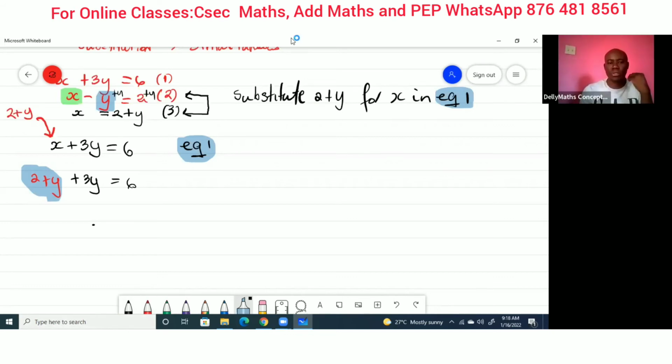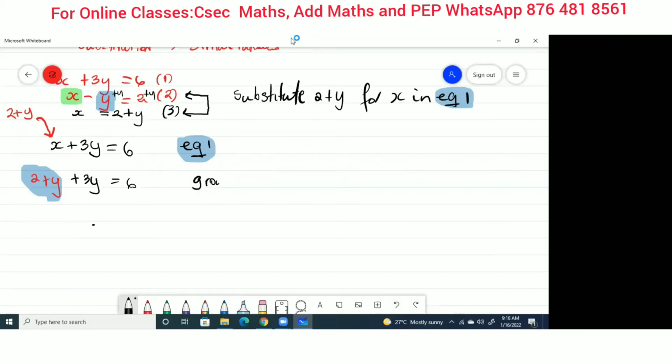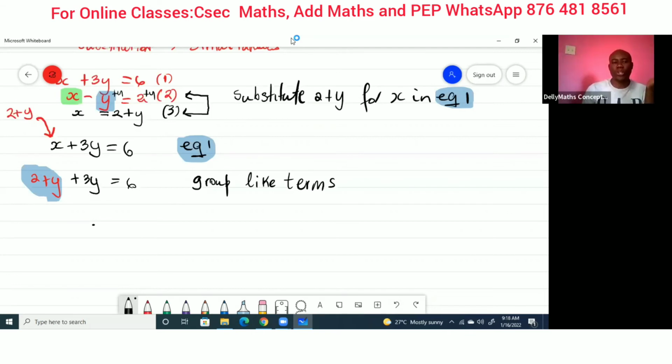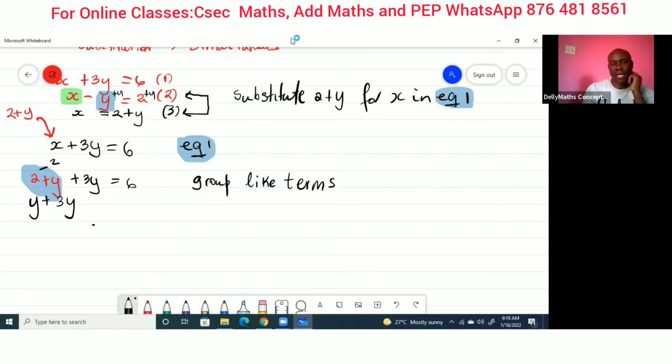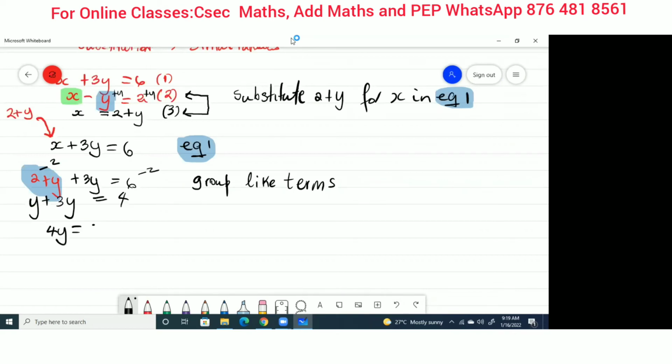Now group like terms, right? The intention is that we need to group like terms. In grouping like terms, I'm looking at y plus 3y. That will give us, let me write it, y plus 3y. And then I'm going to get rid of this 2 from that side by subtracting 2 from both sides. So then this is equal to 4. 4y is equal to 4.